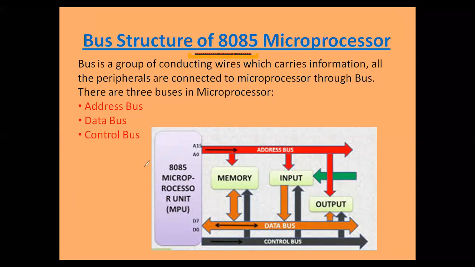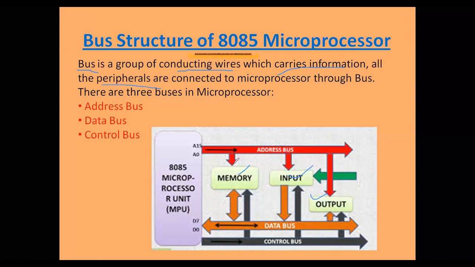This microprocessor is connected with different external devices like memory, input and output via some connecting lines, and these lines are called bus. How will input, output and memory interact or transfer their data, and if the microprocessor wants to communicate, how will it send the address? Everything should be connected, and all these things are connected via buses. A bus is a group of conducting wires which carries information. All the peripherals are connected to the microprocessor through the bus.